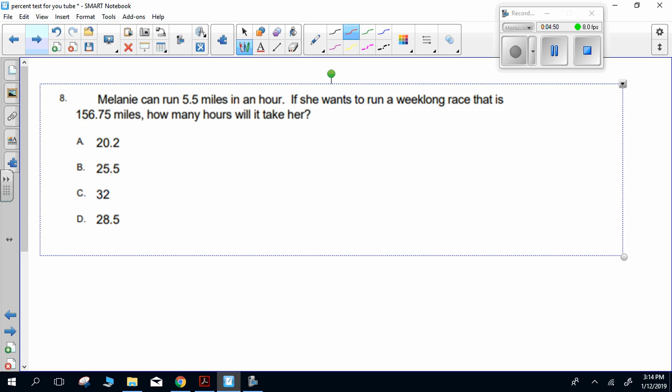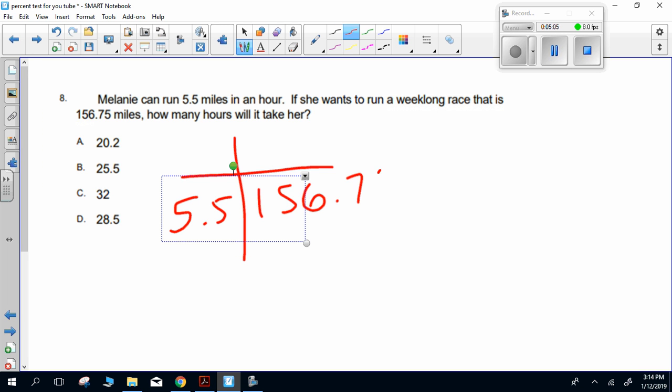Melanie can run 5.5 miles in 1 hour. She wants to run a week-long race that is 156.75 miles. How many hours will it take her? So we've got 5.5 and 156.75. So I want to divide this by 5.5, and so I have to divide this by 5.5.